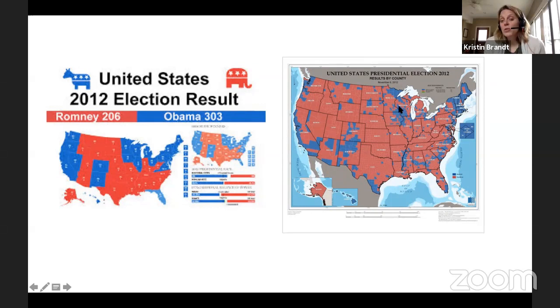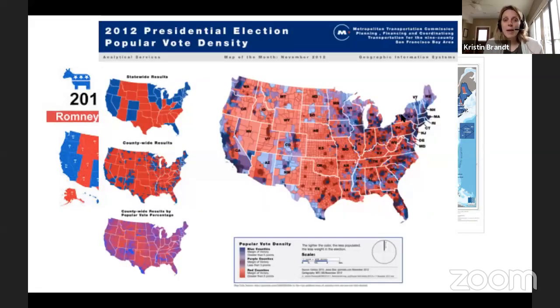Look at here, the blue that clustered along that Wisconsin, Minnesota, Iowa, and Illinois border areas there. And so that was enough to flip some of those states. This map I thought was super cool.